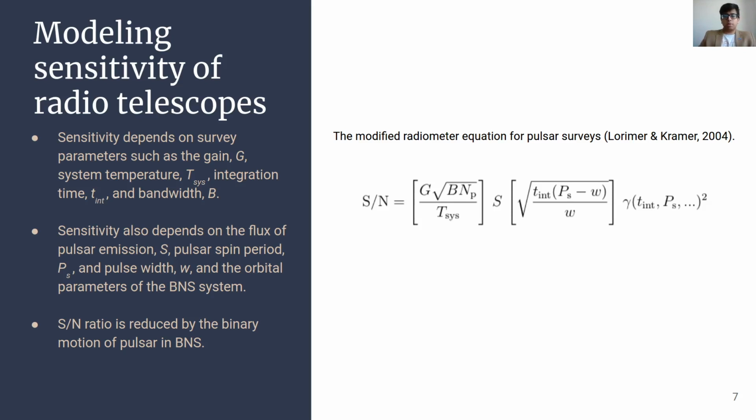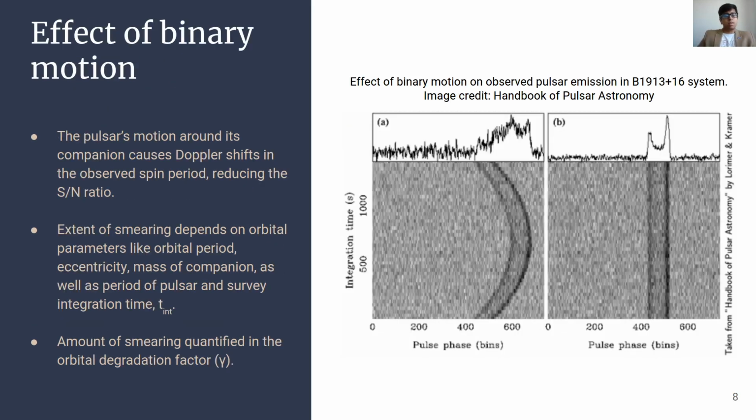The sensitivity also depends on the pulsar parameters itself, such as the flux of the pulsar S, the pulsar spin period Ps, the pulse width W, and the orbital parameters of the BNS system, which manifest themselves through the orbital degradation factor gamma. The signal-to-noise ratio is affected by a host of propagation effects as the pulsar's emission travels towards the Earth. And it is also affected because of the binary motion of the pulsar in the BNS system. This effect of binary motion in the BNS system is most relevant for trying to detect these BNS systems. So let's take a look at that.